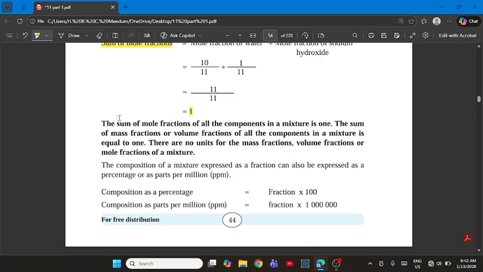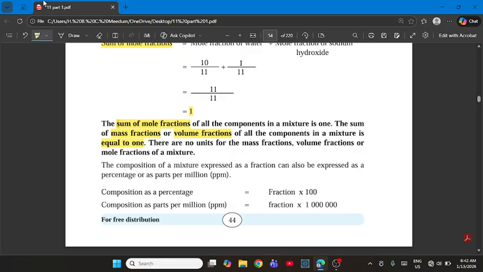So the sum of mole fractions, sum of mass fractions, sum of volume fractions: because these are fractions, when all the fractions are added, it should be equal to 1.